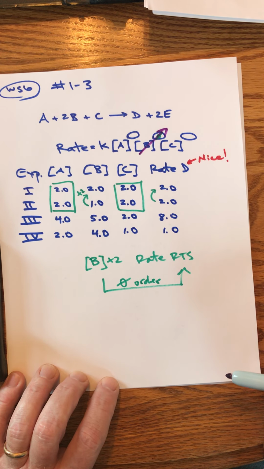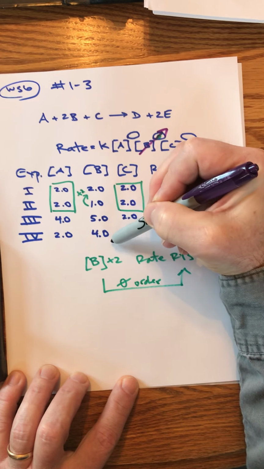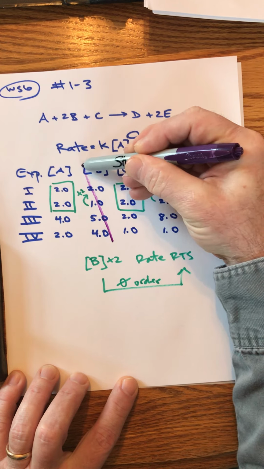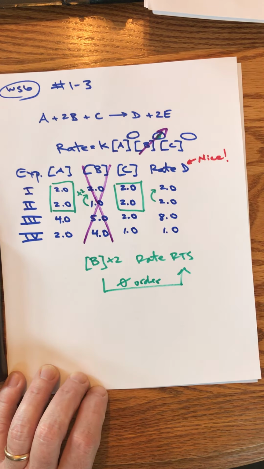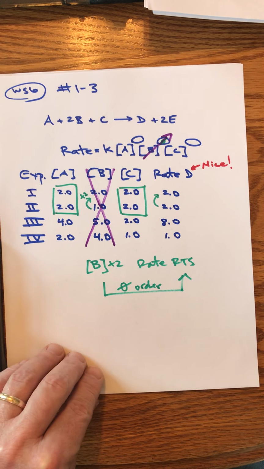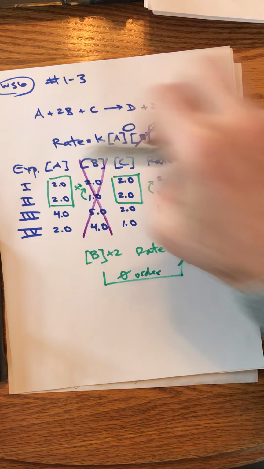Do yourself a favor. Go back to your data table. Unclutter it. B is not a factor. I never need to look at it. I don't need to consider it. Make that big X on your column and it will help you. So now let's go to a different color here. I'm going to try and get this all on one page.